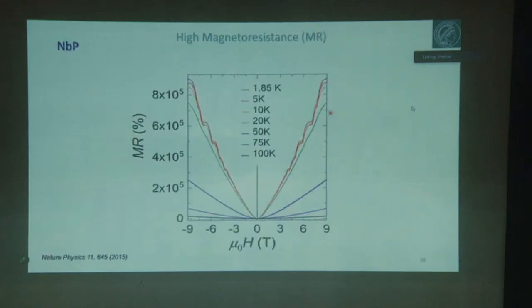in the thin film. But in a non-magnetic material like niobium phosphide, we can see this material is very sensitive to magnetic field. When we apply a magnetic field like 9 Tesla, we can see up to a million times resistance increase at low temperature. At 2 Kelvin, we can see this value of magnetoresistance.